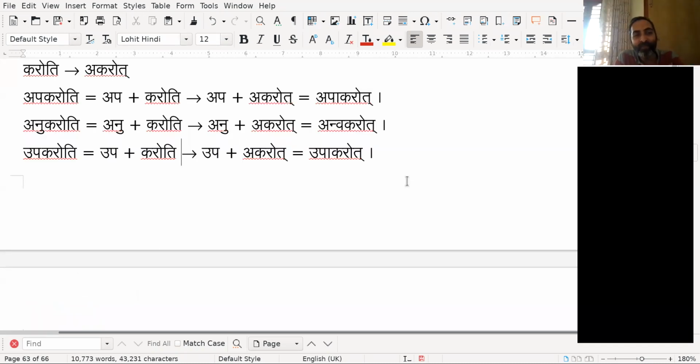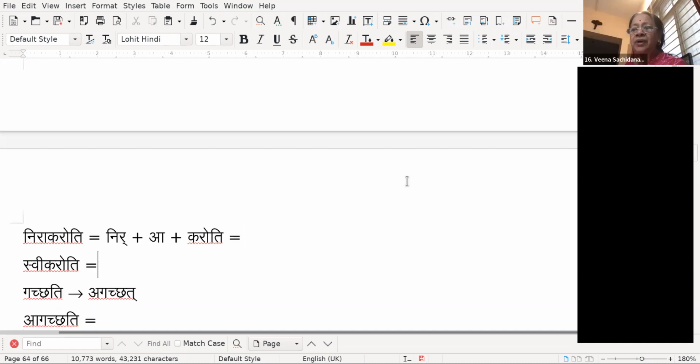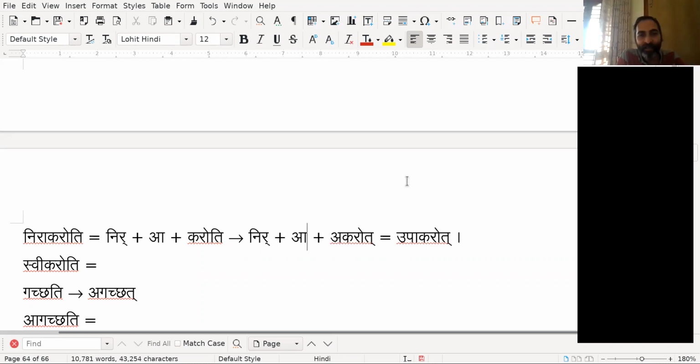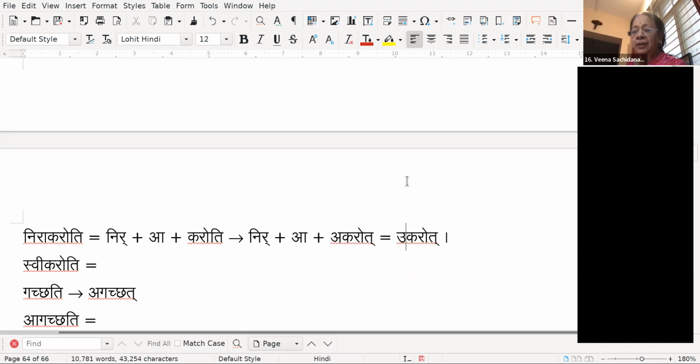Okay. Nir plus a plus karoti. So then what will be your root? Root is again kr. Correct. So the past of karoti is akarot. So nirakarot. Nir plus a plus akarot. Akarot. Nirakarot.